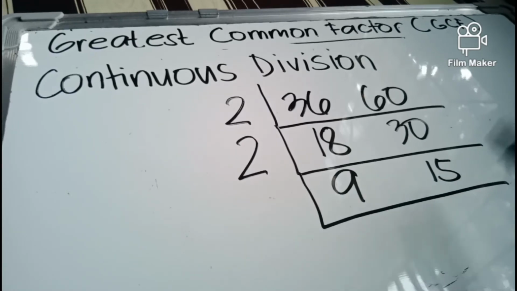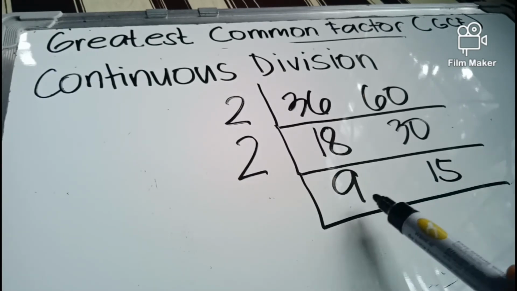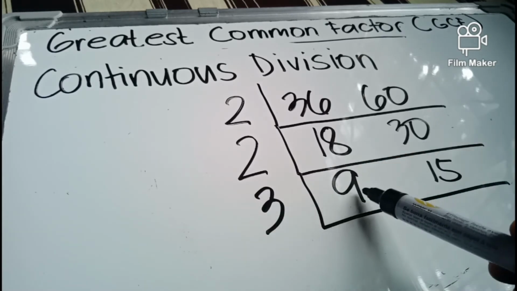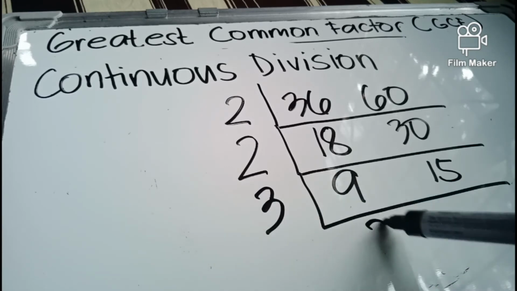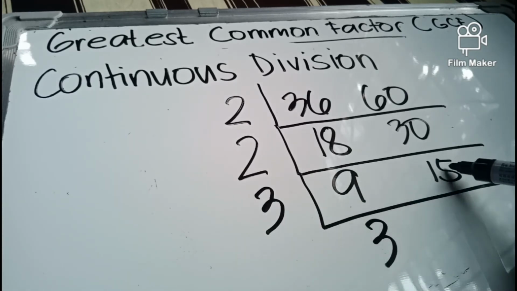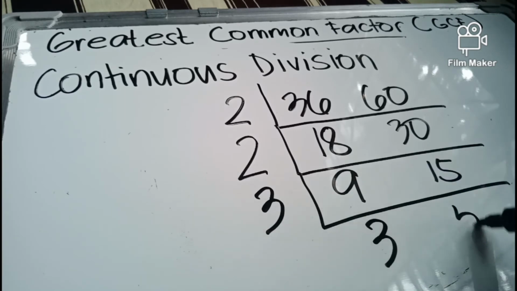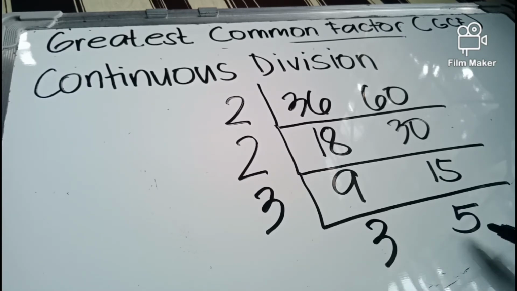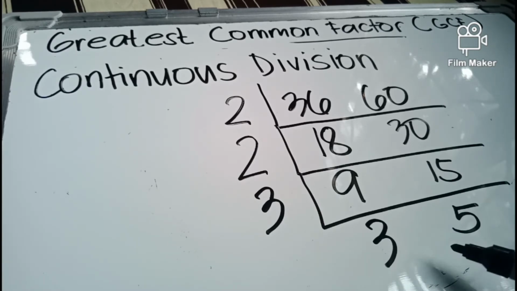So, anong prime number ba ang pwede nating ma-divide sa 9 at 15? So, we have 3. 9 divided by 3 is 3. 15 divided by 3 is 5. So, we now have 3 and 5. Meron pa ba tayong prime number na pwedeng i-divide sa 3 at 5? Kapag wala na tayong mahanap na prime number na pwedeng i-divide sa 3 and 5, so we have to stop.